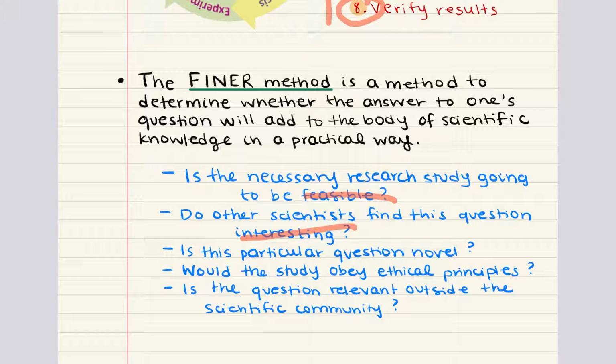A good research question should capture the interest of the scientific community. If the question is engaging, it's more likely to inspire collaboration and further investigation. Next, the question must be novel. It should address something new or provide a unique perspective. So studying the effects of red light on plant growth might be novel if no one has specifically examined how it impacts root development. The fourth criteria is ethics.